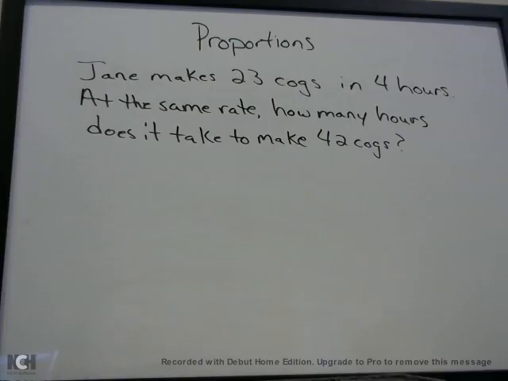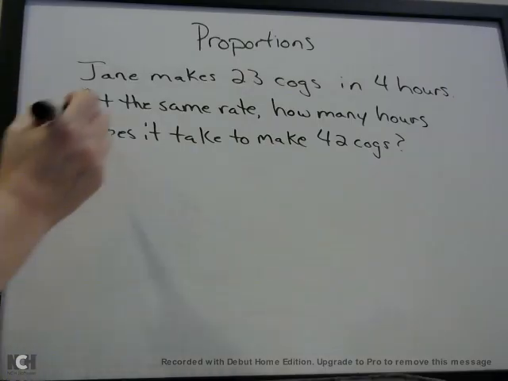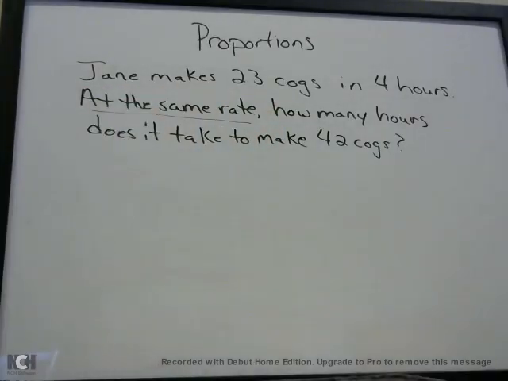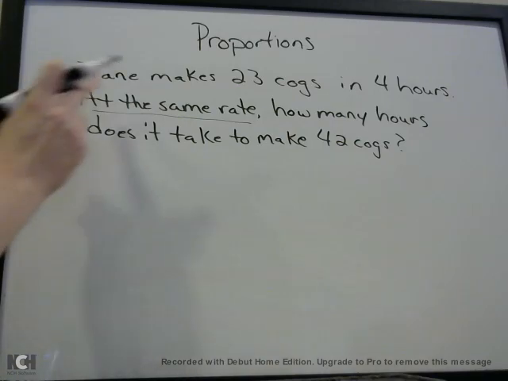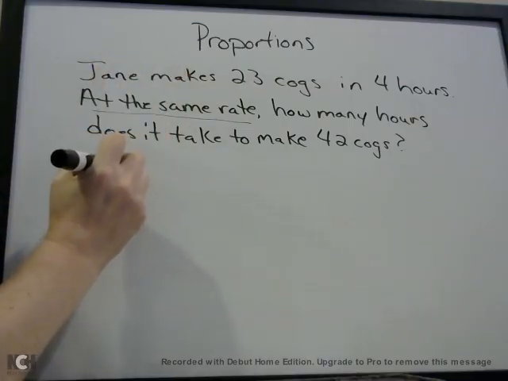Here's a similar problem. Jane makes 23 cogs in 4 hours. At the same rate, how many hours does it take to make 42 cogs? Again, when you see these words, that should key you in to having a proportion problem and to doing the types of steps that we're doing in this video. So we're going to use a proportion. We're going to set it up as two fractions and make them equal, because again, a proportion, you have to have equal ratios. Jane makes 23 cogs in 4 hours.